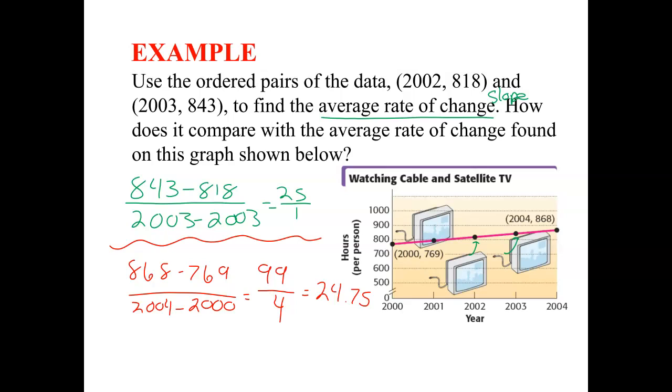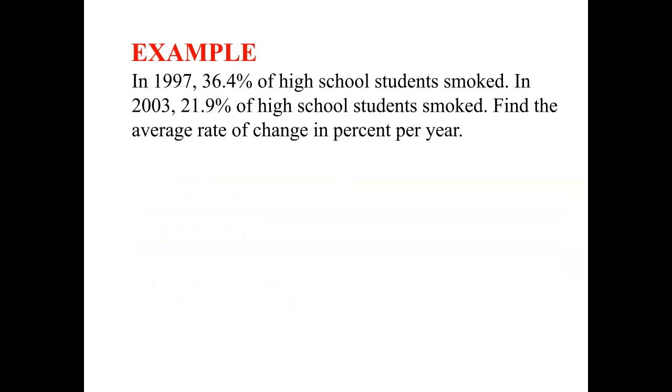Okay? So the rate of change is pretty consistent over the time period, and we can see that by calculating it for a small section and for the entire line. Okay, so it's a near constant rate of change. Last thing we're going to look at is we want to find the average rate of change in percent per year. Okay, in percent per year.